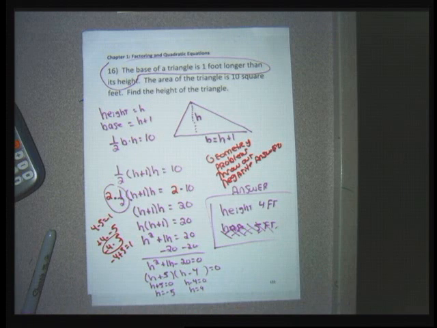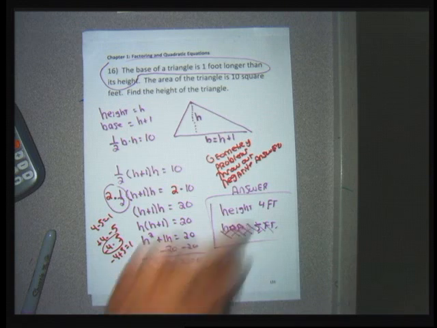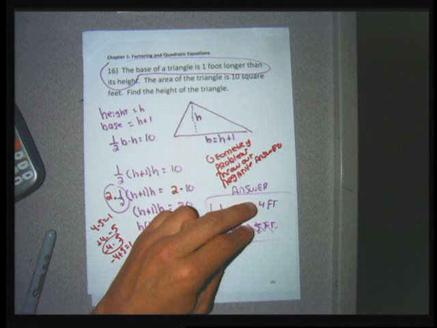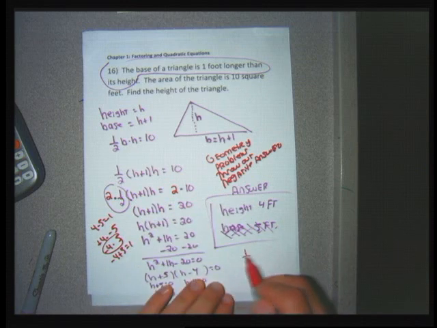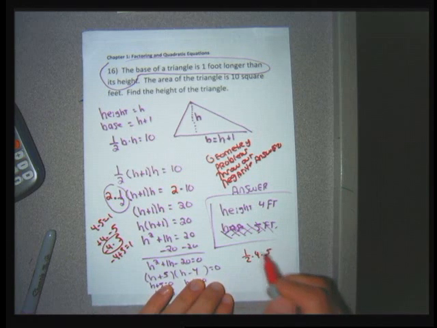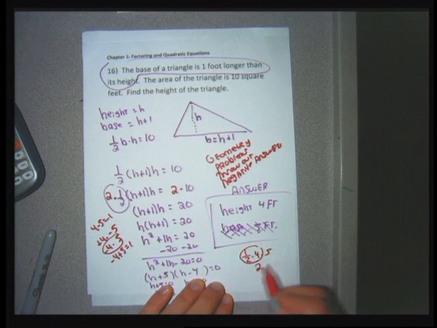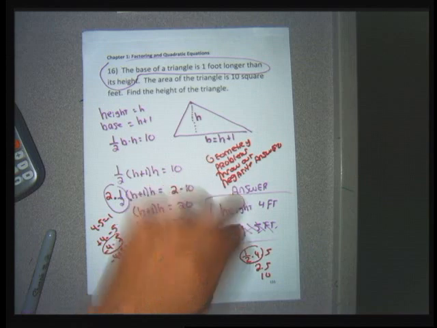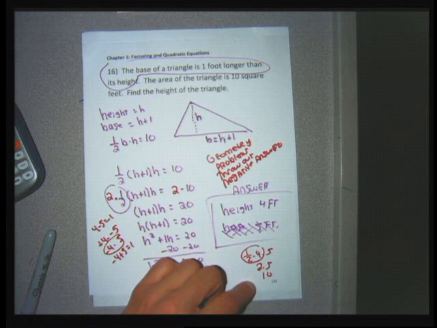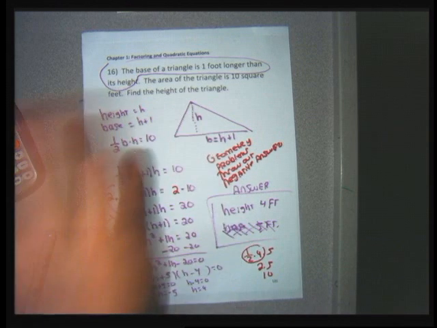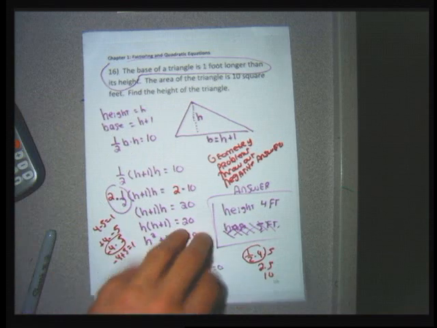So this actually works, because the area of this triangle is half the base times the height, and half of 4 times 5, half of 4 is 2, times 5 is 10. So a triangle that's 4 foot by 5 foot has an area of 10 square units, and the base is 1 more than the height, so it's perfect.